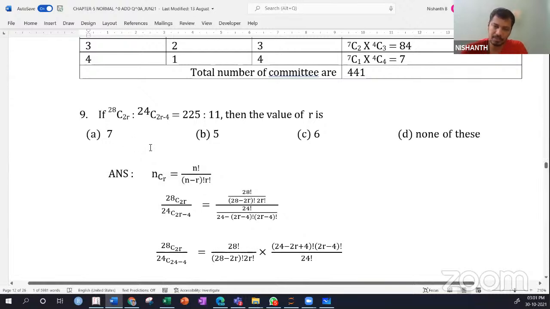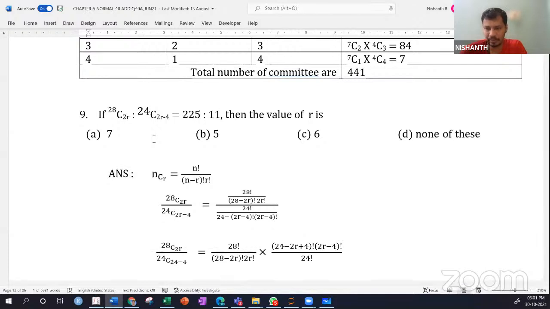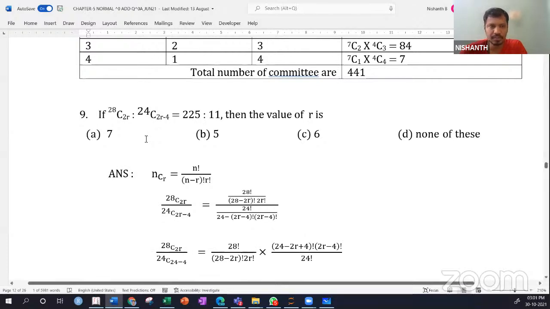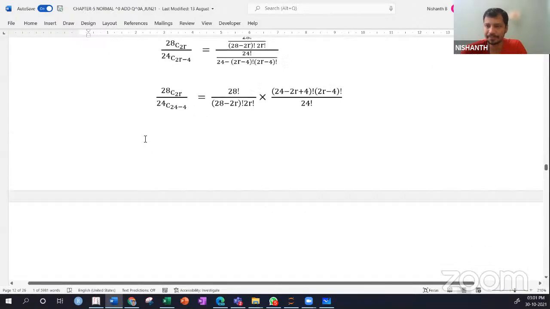But don't expect this kind of problem to come in the exam. Very, very unlikely, because there is no shortcut for this. Even if you go by the answer method, it will take a lot of time. And if you go by the procedural method also, it's too calculation intensive. So it will take some time.